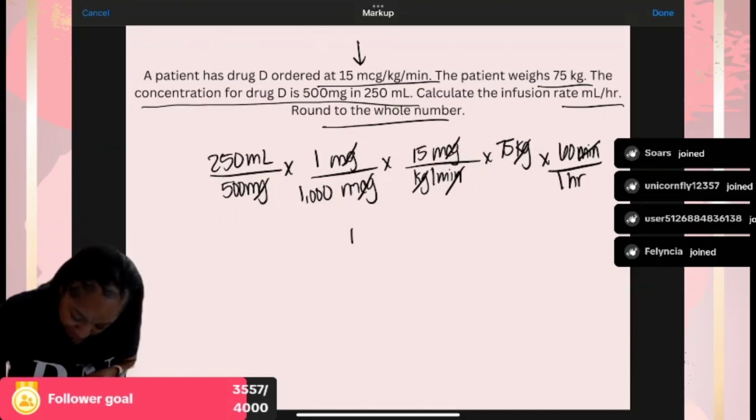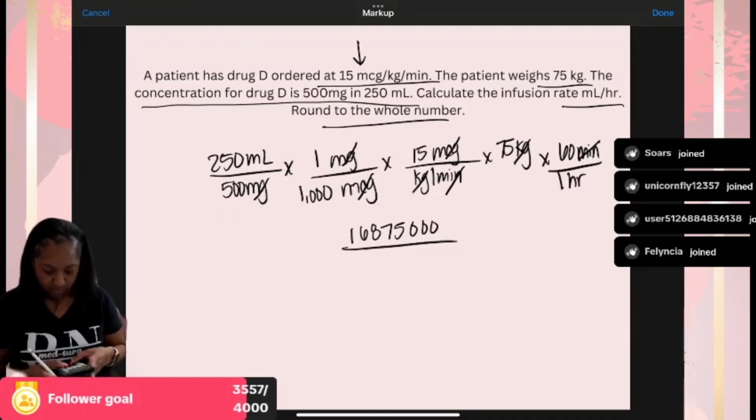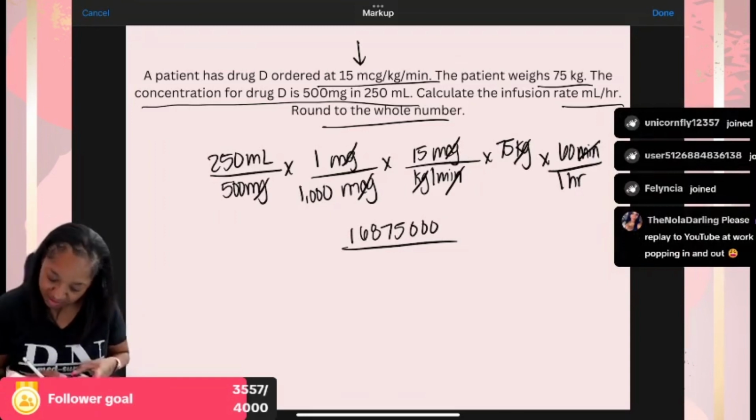And you see, this is what I'm talking about. Look at this long number. This is a long number. Learn how to do it all in the calculator, but I'm going to write it out for y'all.